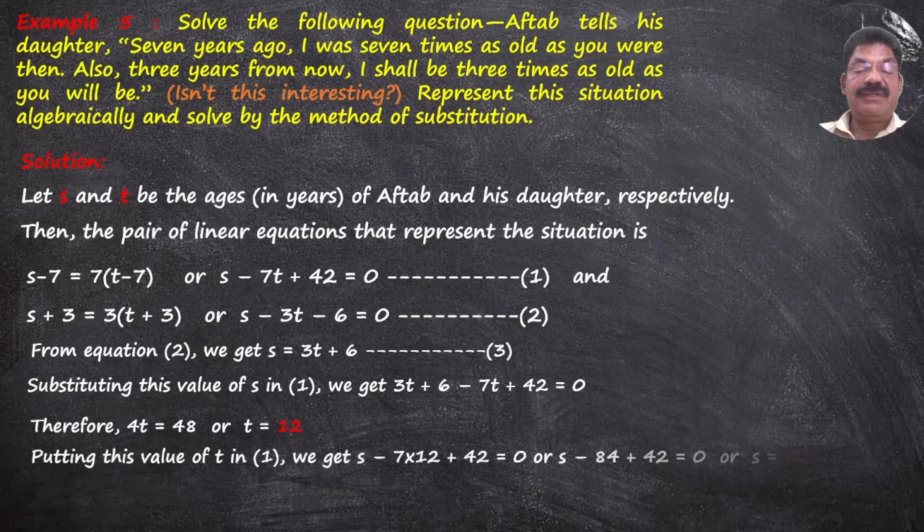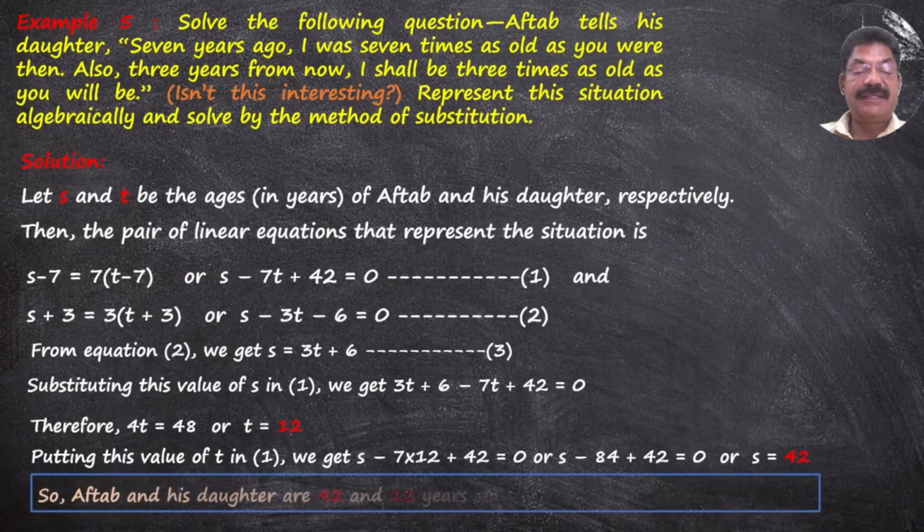Now, putting this value in equation 1, we get s is equal to 42. Hence, Aftab and his daughter's ages are 42 and 12 respectively. So, that is the solution. Very simple. You have to construct the equations and then you can easily solve by the method of substitution.